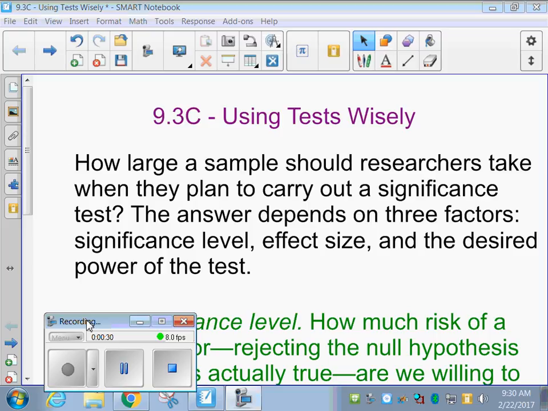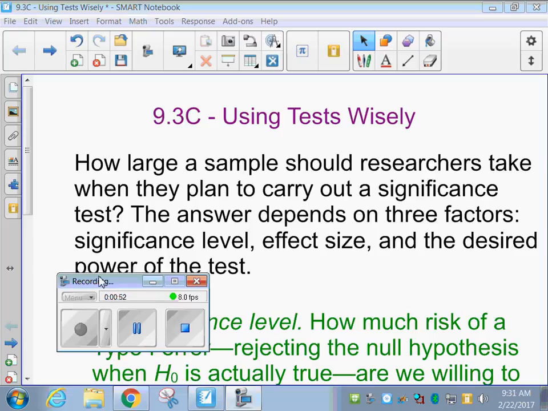All right. Using tests wisely. So, how large a sample should researchers take when they plan to carry out a significance test? So the answer depends on three factors for how large of a sample: the significance level, the effect size, and the desired power of a test.